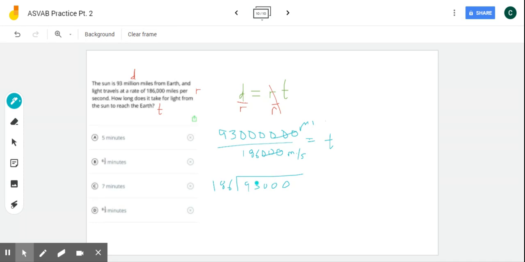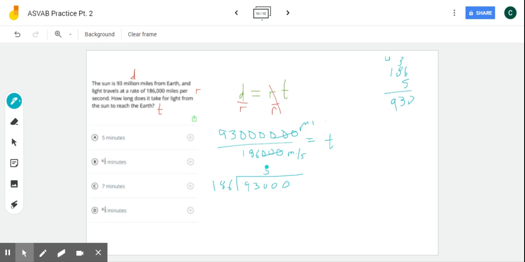I notice if this was 1,000 and 200, I would know that it goes in about 5 times. So I'm going to try 5. And off to the side, let's do 186 times 5. Six times 5 is 30. Carry the 3. 8 times 5 is 40, plus 3 is 43. Carry the 4. 5 times 1 is 5, plus 4 is 9, 930.